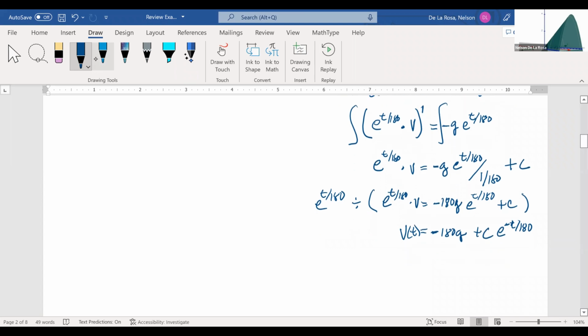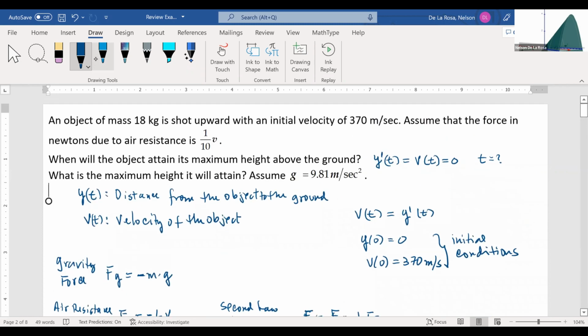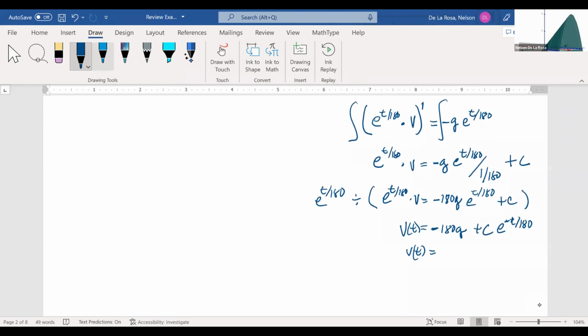And then we can replace g by its value, 9.81 meters per second squared. So that would be negative 1765.8 plus c e to negative t over 180.